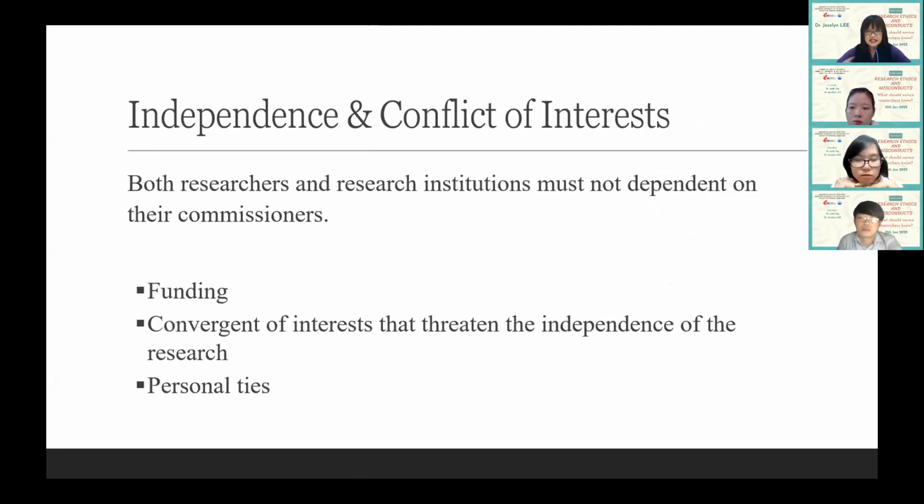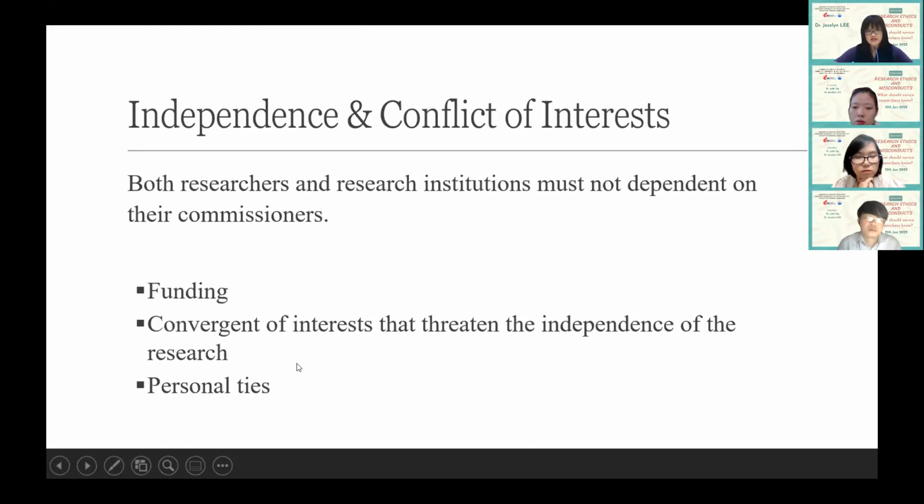Now, our research needs to be independent and at all costs avoid conflict of interest. In other words, both researchers and the research institutions must not depend on their commissioners. Commissioners are the members who are given the authority. You cannot depend on them, for example your donor or your sponsor. They give the money for you to conduct research. So if your data shows otherwise, does your sponsor have a say? If they have a say, then your research is dependent on them. It's not independent, and there will be a conflict of interest, a convergence of interest that threatens the independence of the research, as in the example I gave just now.